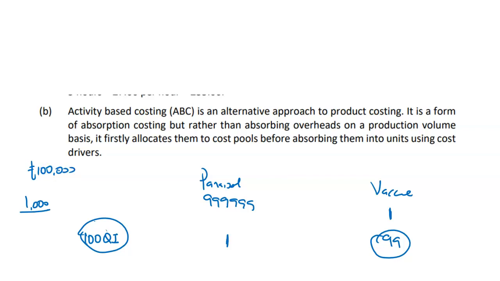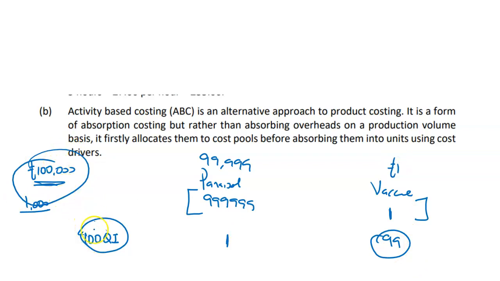Now, here's the thing. If you were saying, let's do it based on the volume of pills they're emitting, you would give 999,999 of this cost to Panadol and £1 to vaccine. But no, this 100,000 is driven by quality inspections. So it's no longer the idea that let's just go with units, let's just go with volume. No. Let's know what's causing it so that we then apportion fairly. So I will give £1,000 here, and I will give the rest, 99,000 here or whatever.